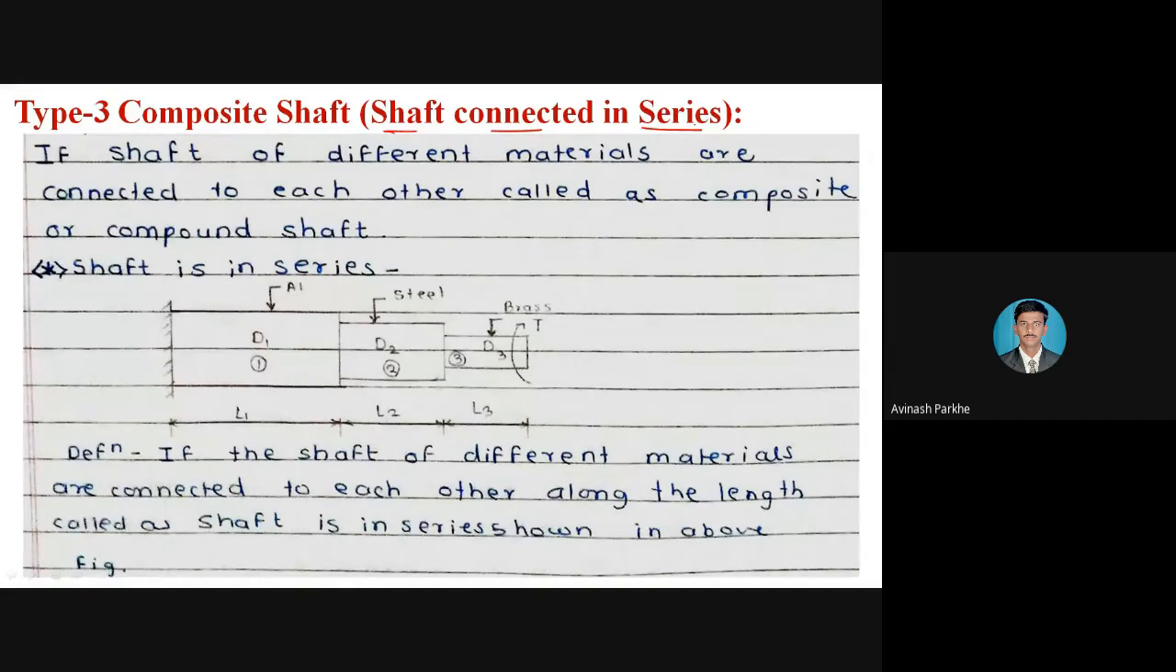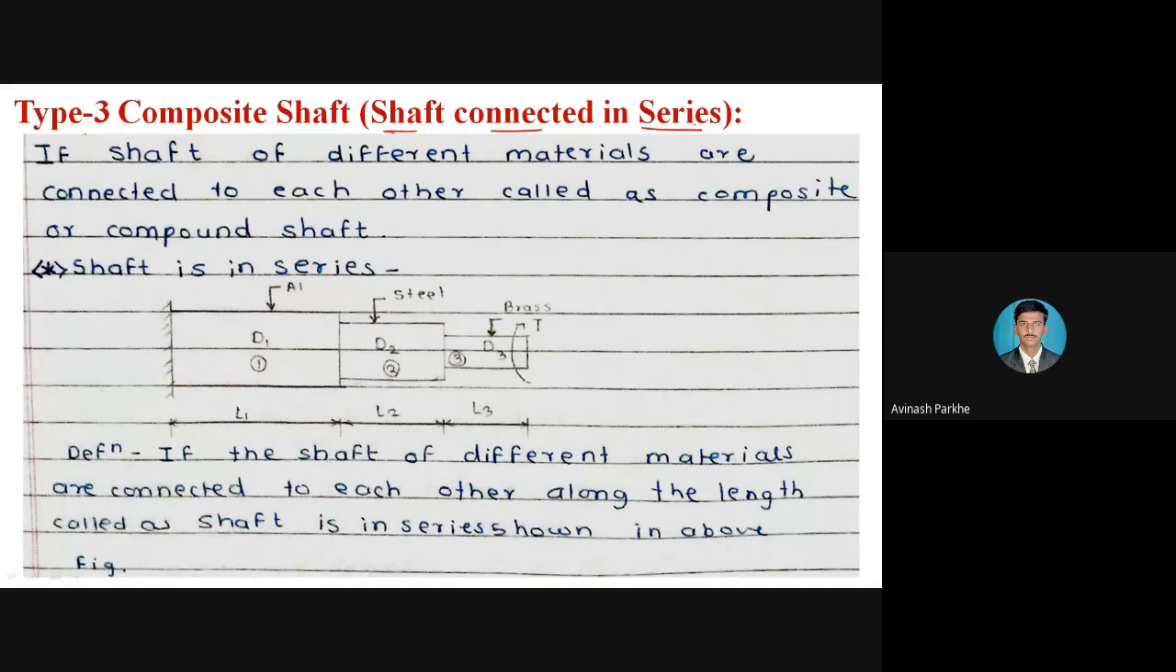For example, if steel and aluminum are connected to each other, then that combination is not called only steel, nor only aluminum, nor steel and aluminum separately. If materials are connected to each other like this, that particular material is called a composite material. Then what is meant by the composite shaft?